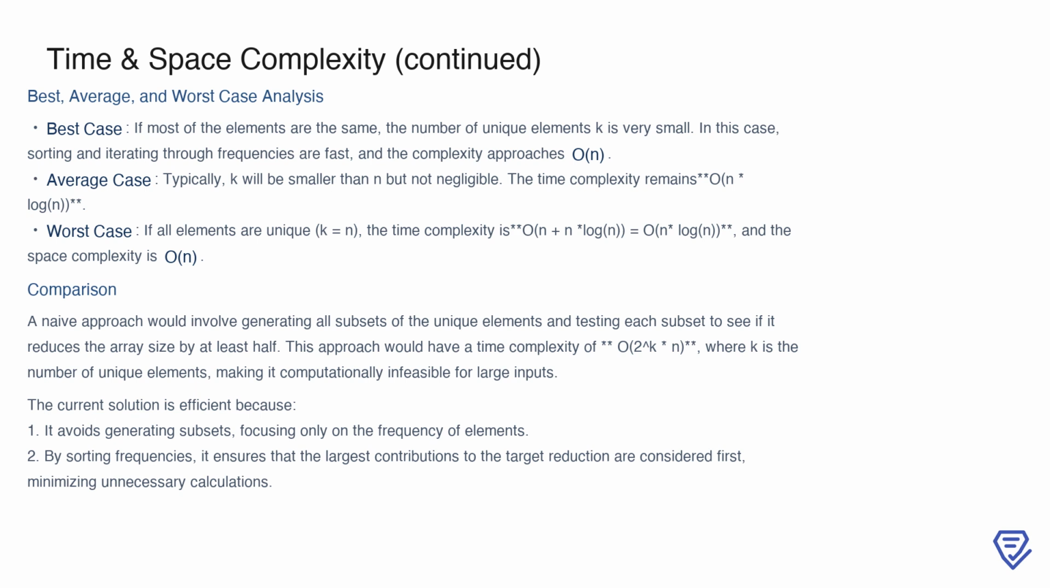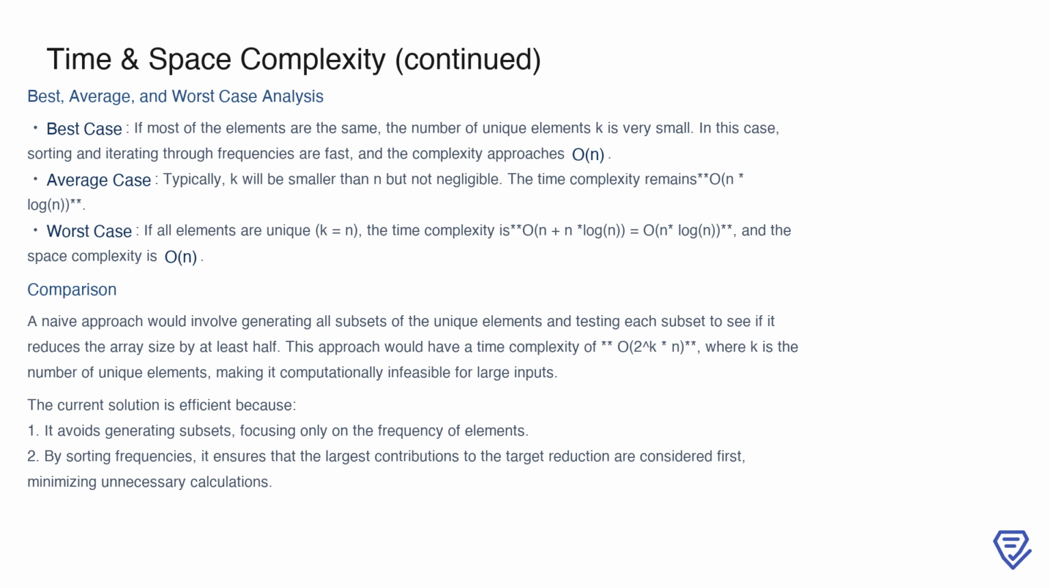In the best case, if most of the elements in the array are identical, the number of unique elements k is very small. Since sorting and iterating through a small frequency list is efficient, the time complexity approaches O(n). For the average case, k is smaller than n but still significant, so the time complexity remains O(n*log n). In the worst case, when all elements in the array are unique, k equals n, so the time complexity simplifies to O(n plus n*log n), which is written as O(n*log n).